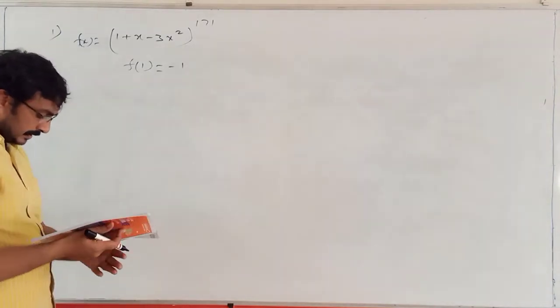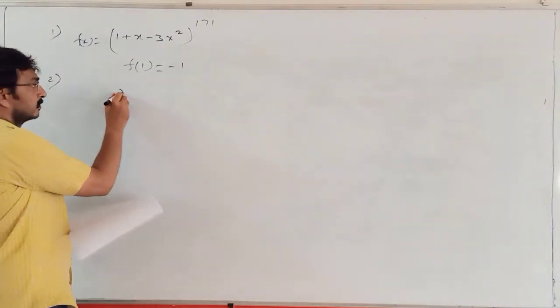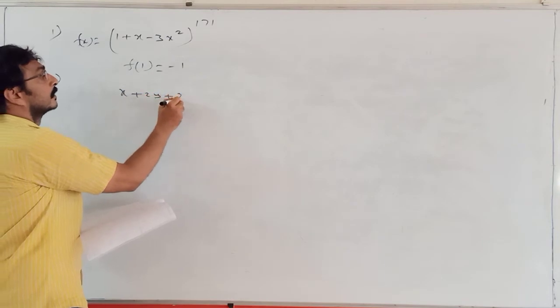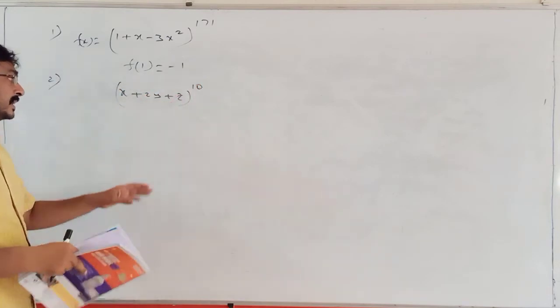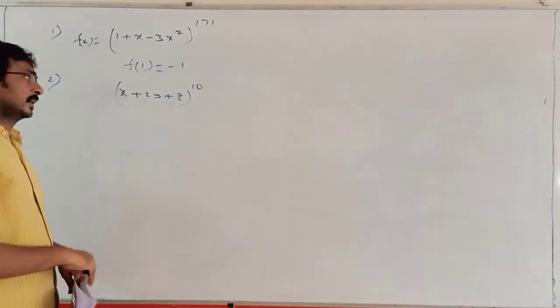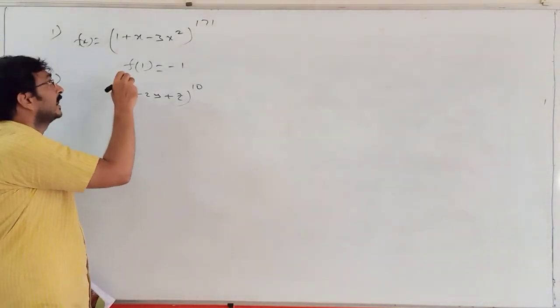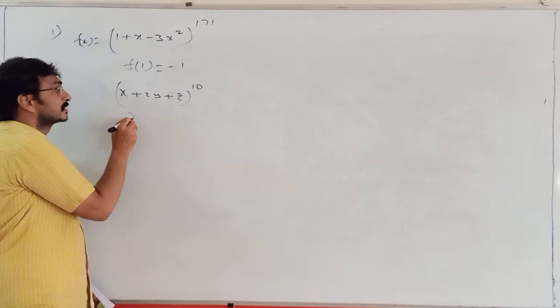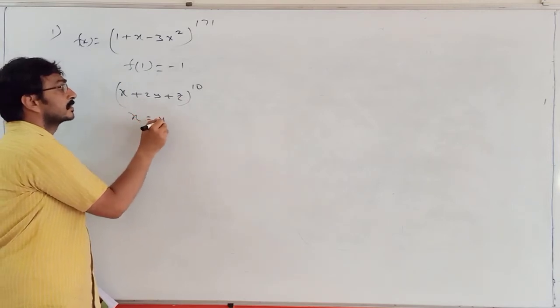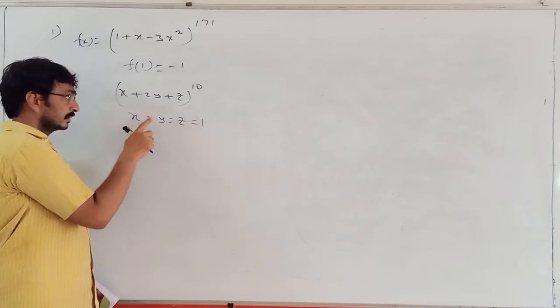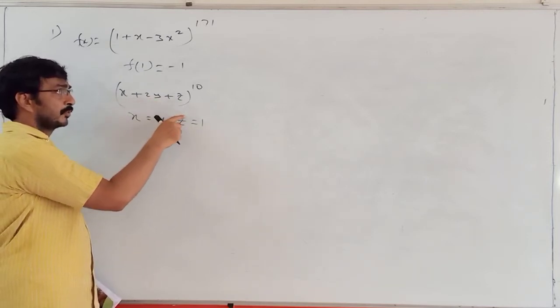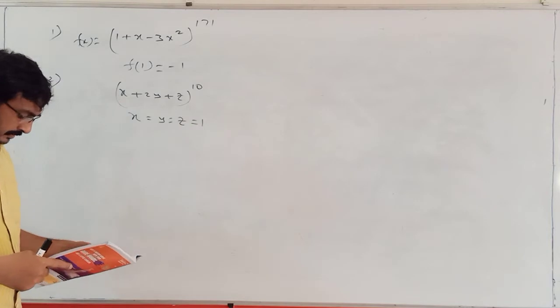Second one: sum of the coefficients of x plus 2y plus z whole power 10. In this one there are 3 variables. So then also for finding the sum of the coefficients, keep x equal to y equal to z equal to 1. Then 1 plus 2 plus 1, 4 power 10 is the answer.